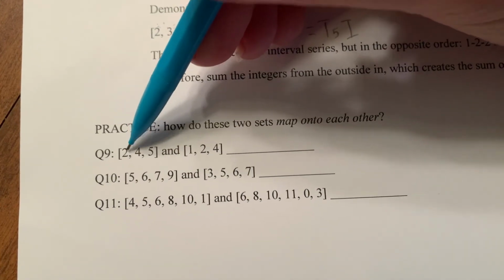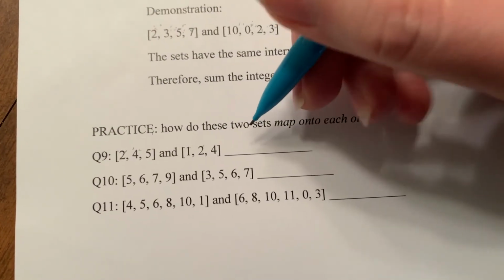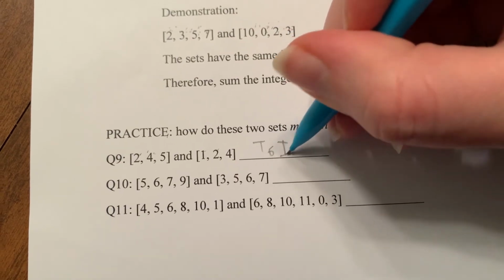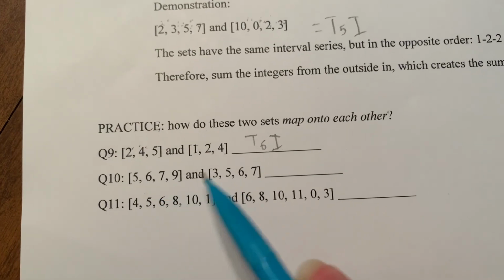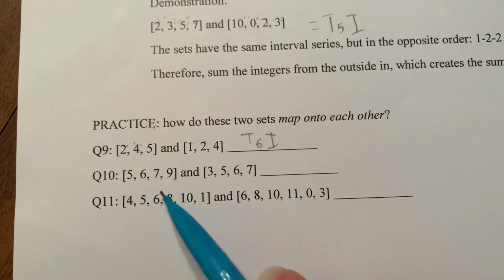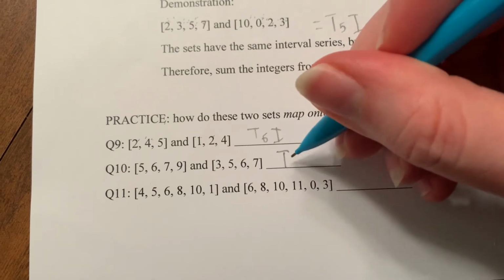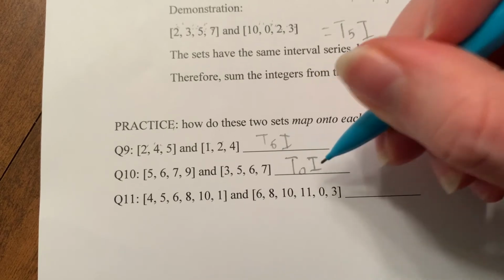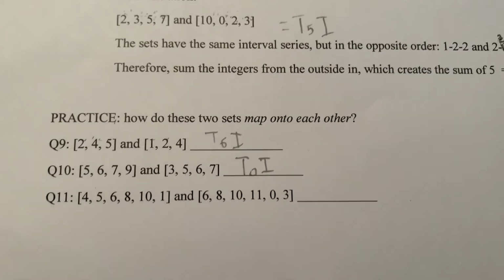Okay, so summing from outside in for the first one, I see sums of 6, so T6I. Here, summing from the outside in, looks like 0 in each case, so this is T0I. Remember, this is mod 12, so there's no such thing as 12. 12 would result in 0.